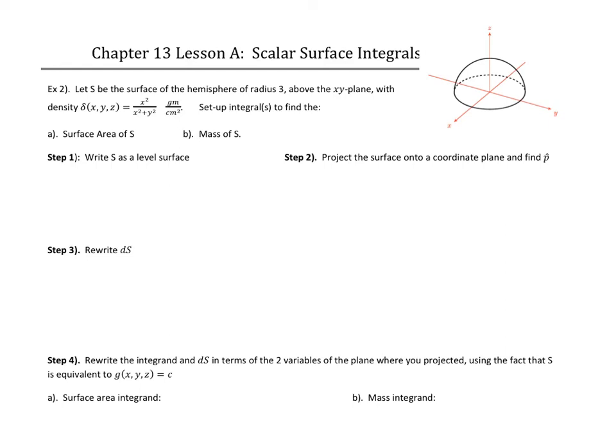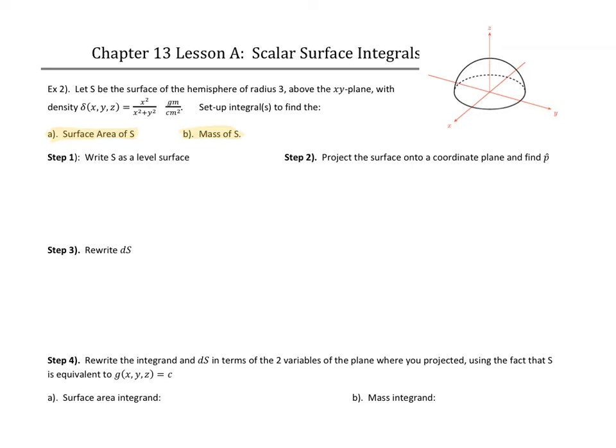All right, so let's try another scalar surface integral example. In this case, we're just going to do the setup, and I want you to try it first. I want you to put it on pause. See if you can set up part A, which would be finding the surface area of S, which we know is just a hemisphere, so we could do that just via geometry, but I want you to practice how you would do surface area, and then B, try the mass. So go ahead and put it on pause.